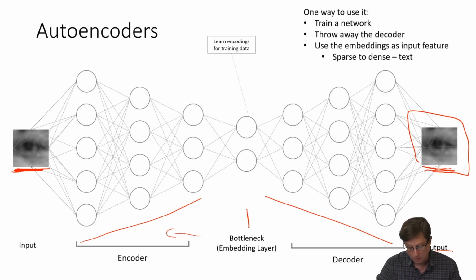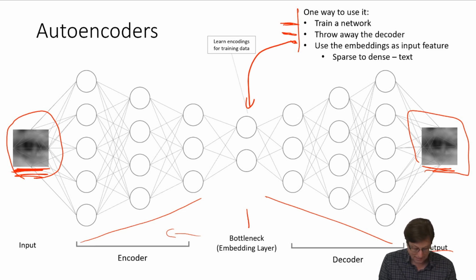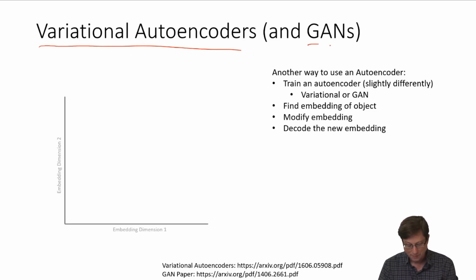Then, to just be extra clear, one way to use this is similar to what we did with Word2Vec, which is you train the network, you throw away the decoder, and you use the embeddings, which is this layer, as input features to go from a sparse representation like a two-dimensional image to a dense representation, which is a vector that represents kind of what is in that image. To illustrate this a little bit further, I'd like to talk about variational autoencoders and generative adversarial networks, just at the highest level of concept of what they do.